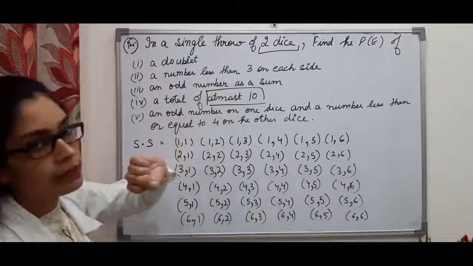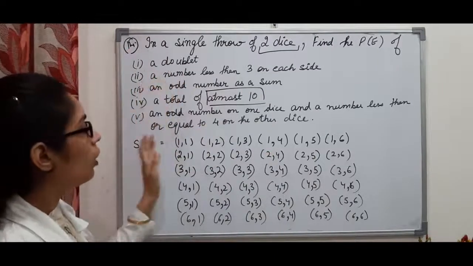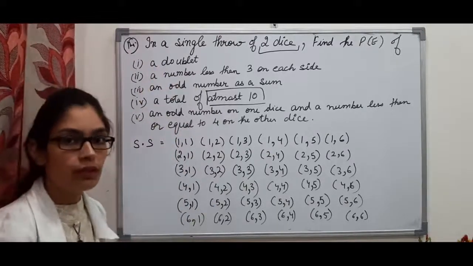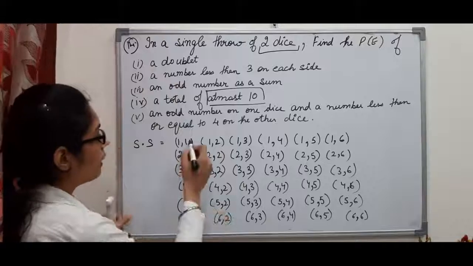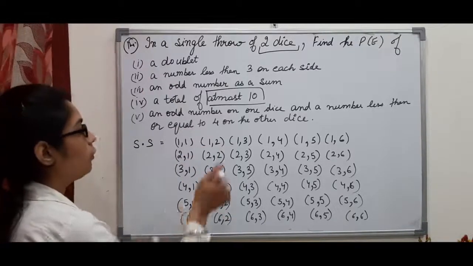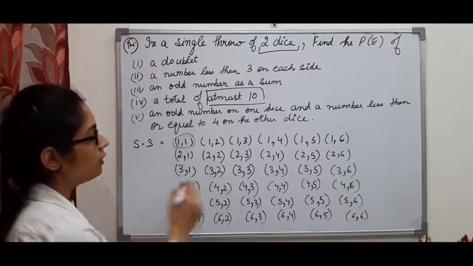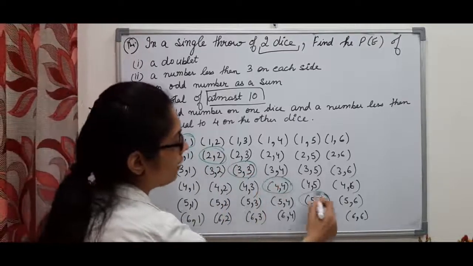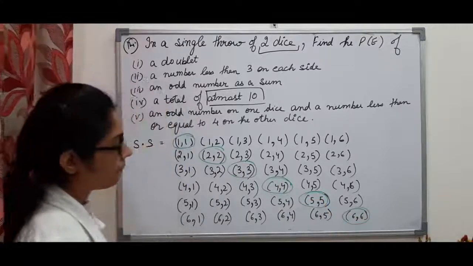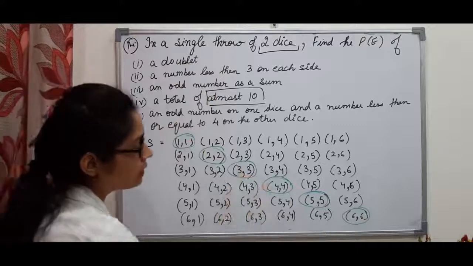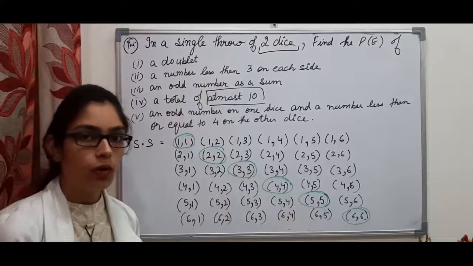So we have to find the probability when the number on both the dice is a doublet. Doublet means when on both the dice a number is the same. For example 1, 1. So this is a doublet. On both the dice the number is the same. So like 2, 2, 3, 3, 4, 4, 5, 5 and 6, 6. These are the chances for which I will get a doublet on both the dice.